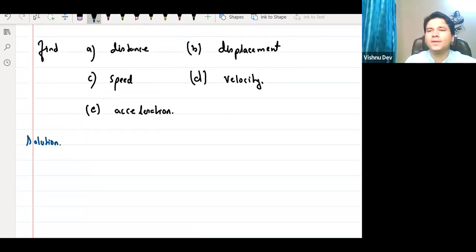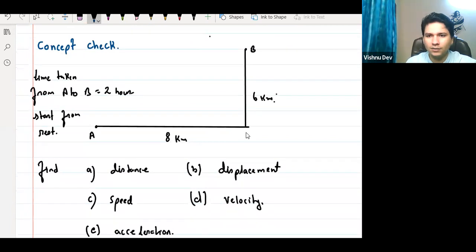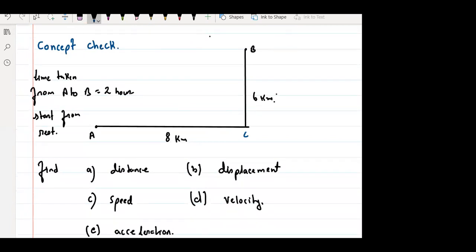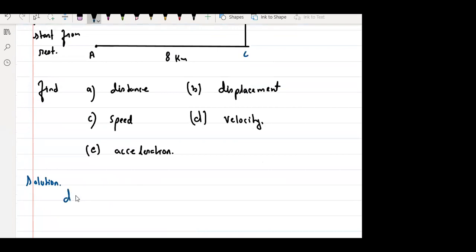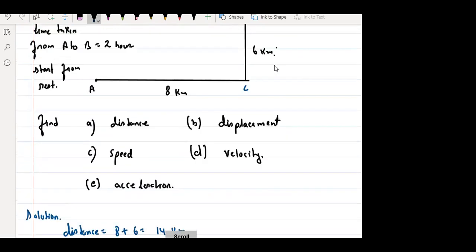So what is distance? Distance is quite easy. Distance is total path length, which is A to this point C, right? And then C to B, which is AC plus CB, which is 8 plus 6, 14. So distance is equal to 8 plus 6, which is 14 kilometer, right? Yes.